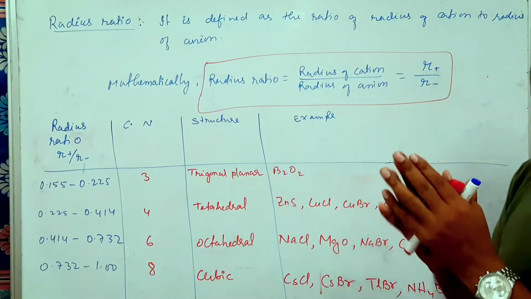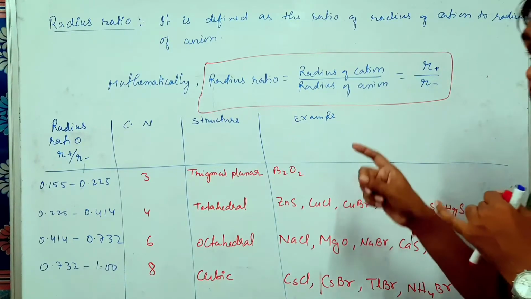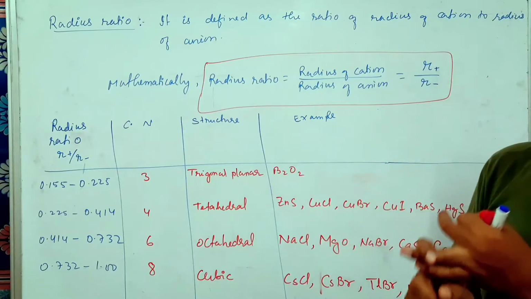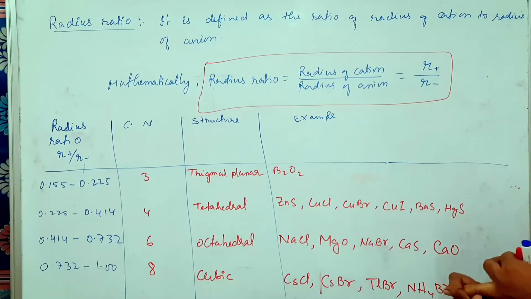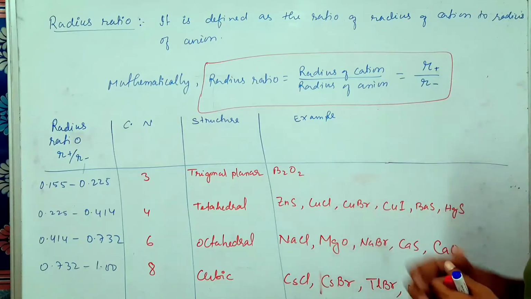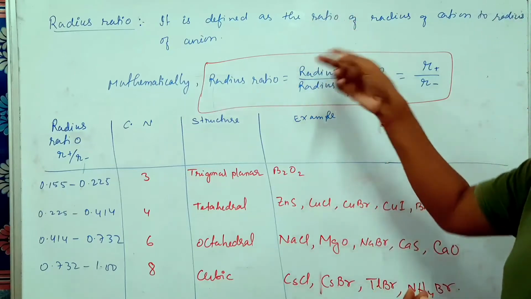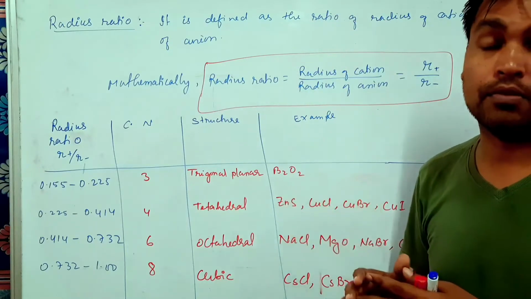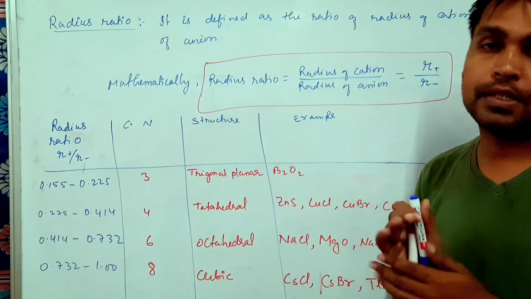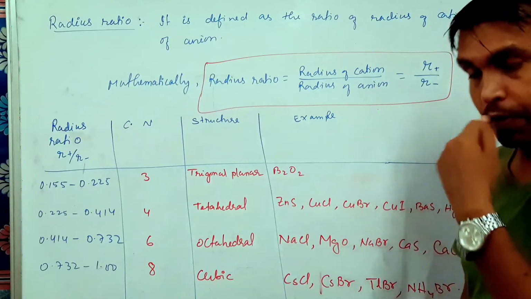Dear students, if you are able to get the radius ratio, with the help of this radius ratio you will be able to say what kind of structure the particular compound has, and what coordination number that compound has. After this we will do some questions, and I will show you how to find the coordination number using the radius ratios. This kind of question even comes in the JEE and NEET examinations, so it's very important.